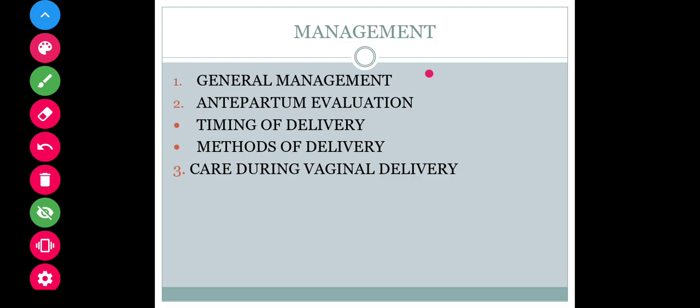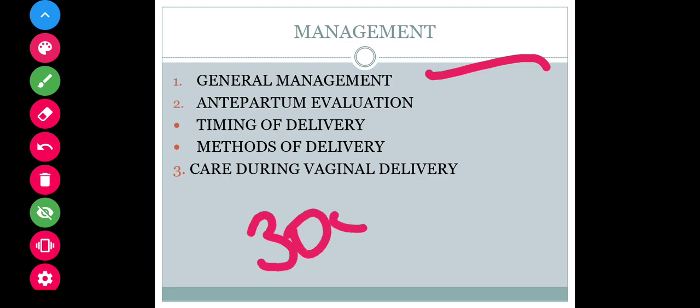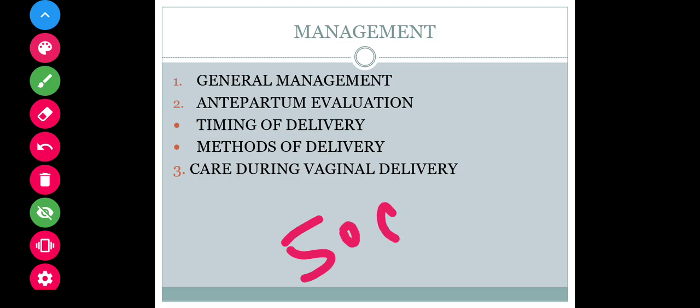Management. Let's see general management. In general management, adequate bed rest should be given to the mother in left lateral position, and malnutrition has to be treated by giving a balanced diet. That means 300 extra kilocalories has to be given to the mother, along with maternal hyperoxygenation. Oxygen supply should be given at 2.5 liters per minute by nasal prong, and low dose aspirin, 50 mg daily, should be given.